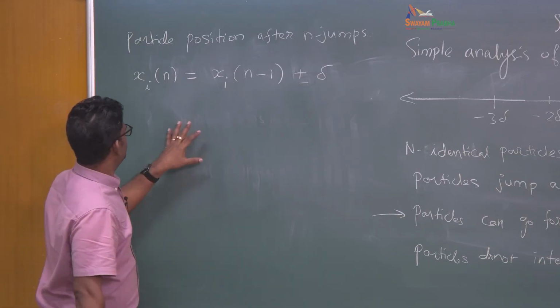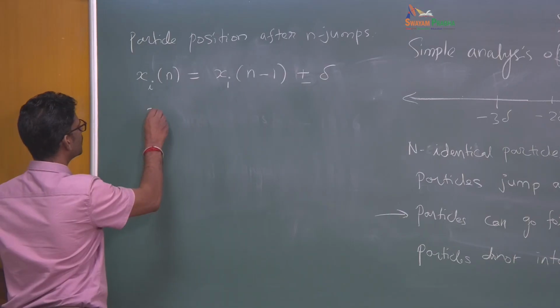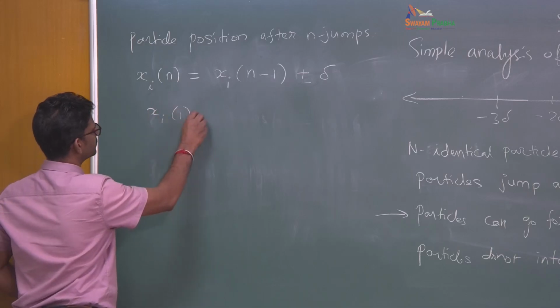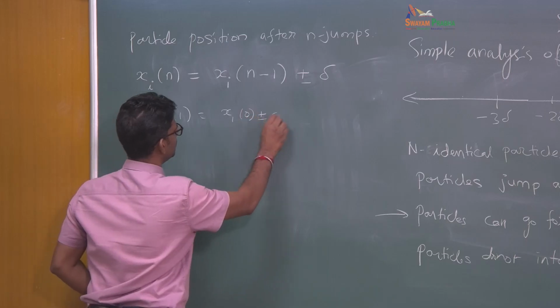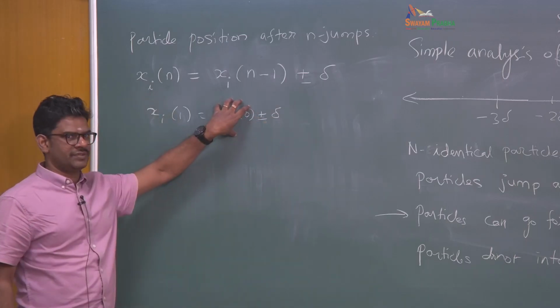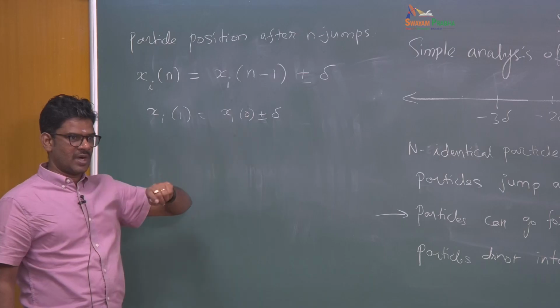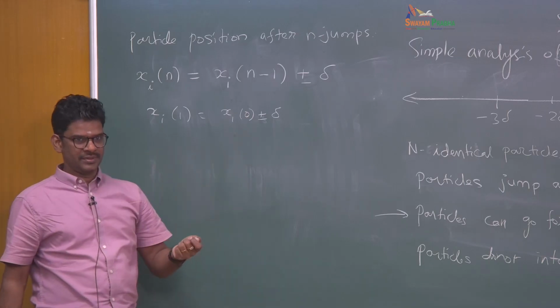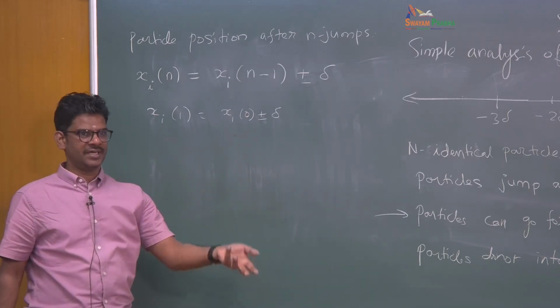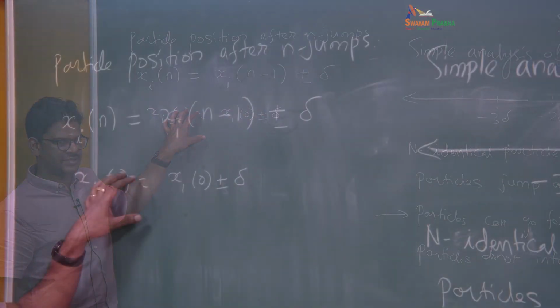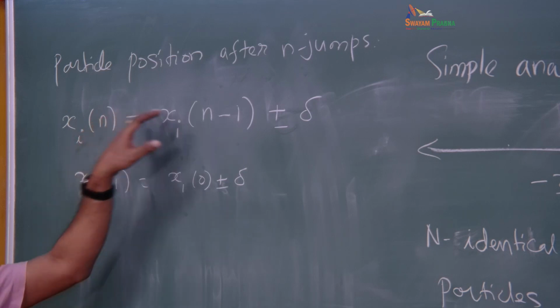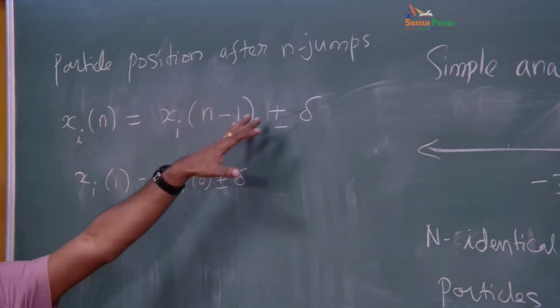So for example, you can say that xi 1 would be xi 0 plus or minus delta. This is the initial position, which is the origin. If you look at the particle after the first jump, it could be either at plus delta or at minus delta. This statement is for the first step. When you extend this to n steps, this is what you can write: the previous step plus or minus delta.